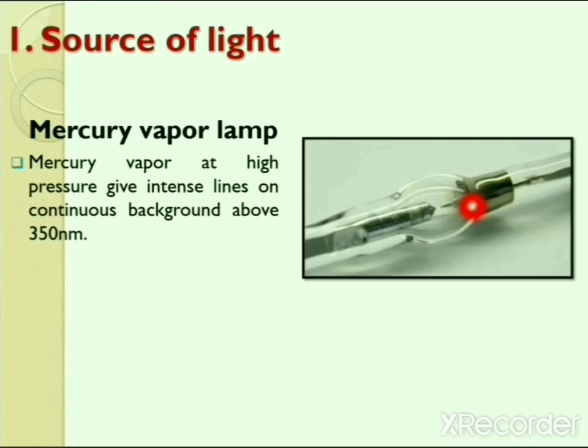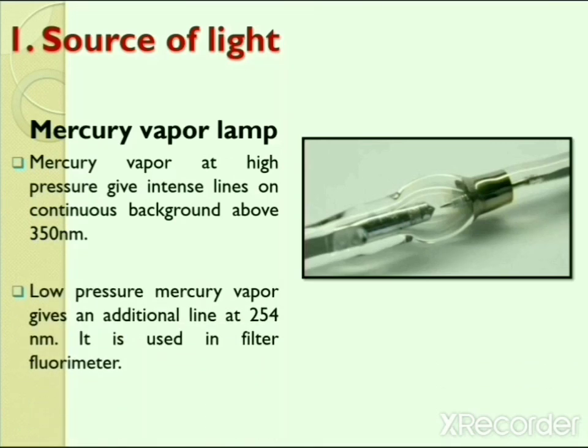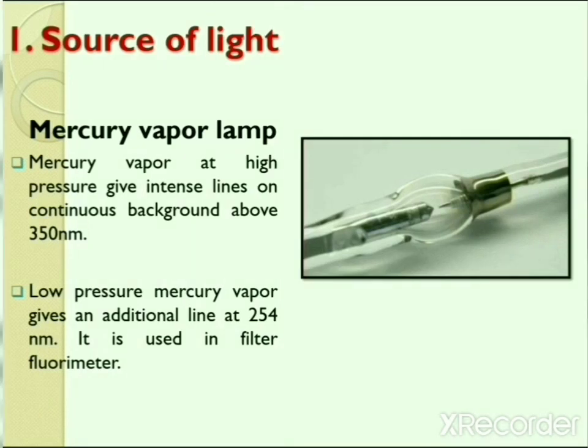In this picture, you can see a mercury vapor lamp. Mercury vapor at high pressure gives intense line on continuous background above 350 nanometer, while low pressure mercury vapor gives an additional line at 254 nanometer. It is used in filter fluorimeter. Continuous spectrum is a combination of wavelengths with no gap within. If any light source produces continuous spectrum, it is said to be a good light source.